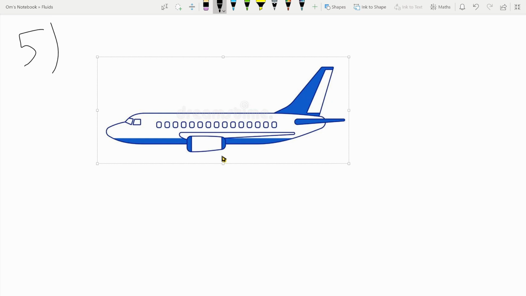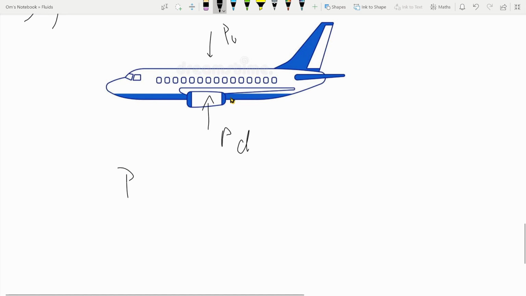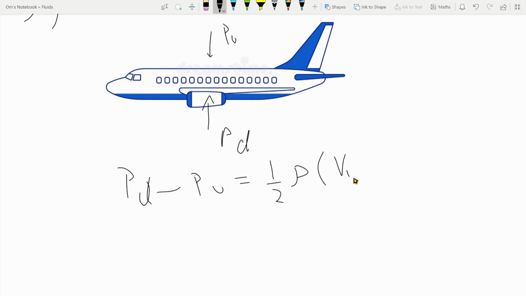So we are going to assume that there's a pressure down over here, and a pressure up over here. And we know for a fact that pressure down minus pressure up, and again we're going to assume that the difference in heights between these two is approximately 0 to make our calculations a bit easier. So we're going to say PD minus PU is equal to half rho into, and the velocity at this point is going to be higher, right? So we can say V up square minus V down square.